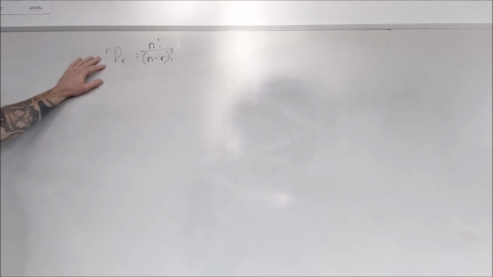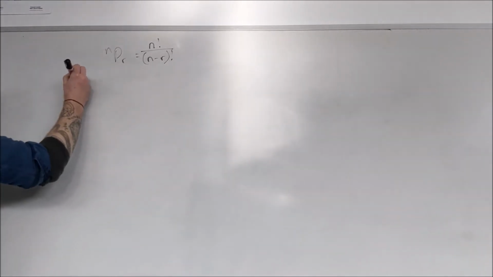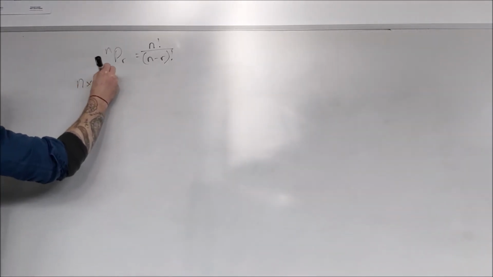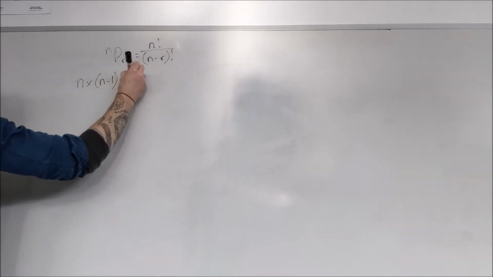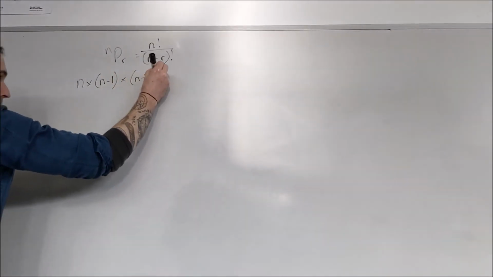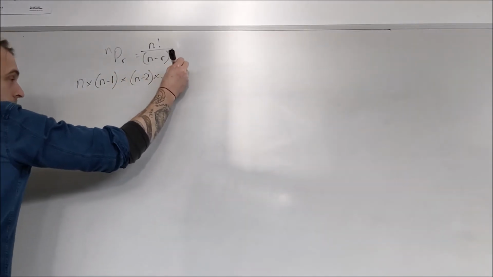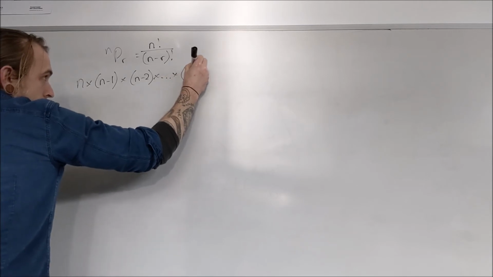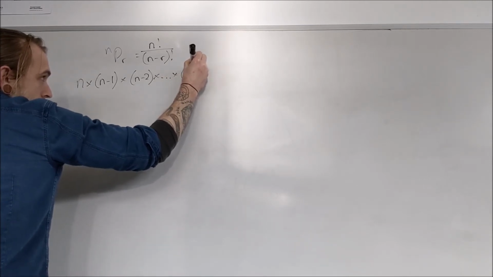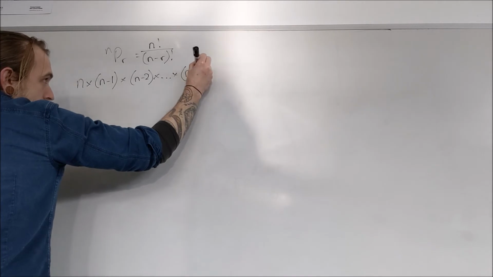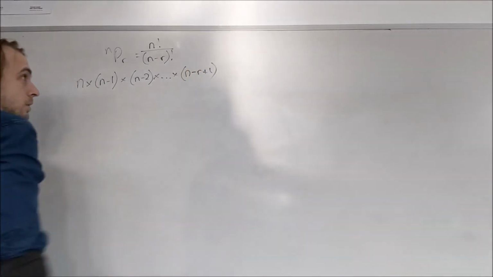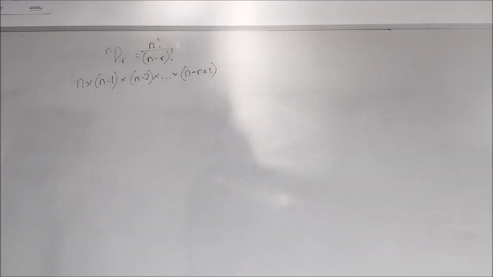What you need to remember is your left-hand side then starts to look like this. This is n times n minus 1 times n minus 2, and so on, up to n minus r plus 1. This proof is linear, is what it gets to in the end.